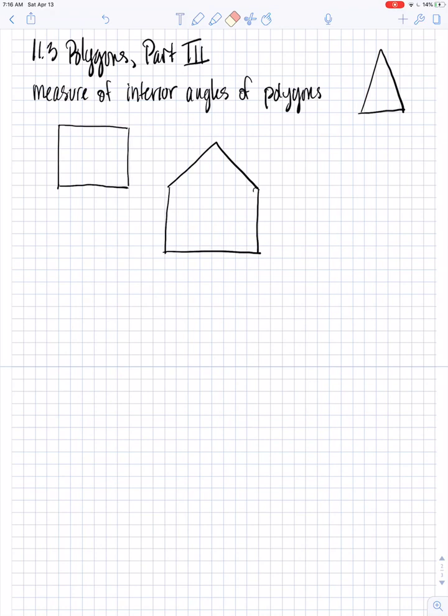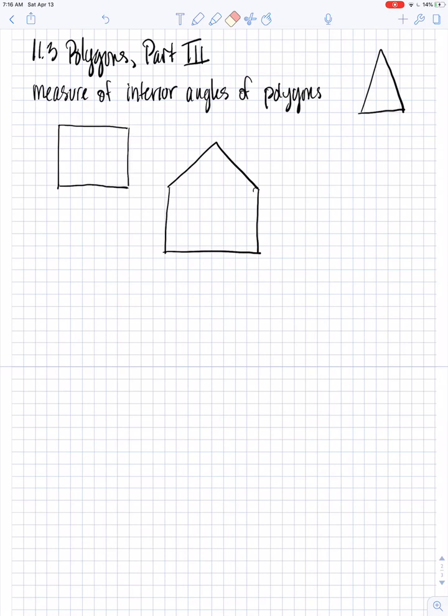All right, we're going to keep talking about polygons. This is lesson 11.3, and this is part 3. We've learned what a polygon is. We've learned how to name polygons according to the number of sides. And now let's talk about how we can figure out the measure of the interior angles of any polygon.